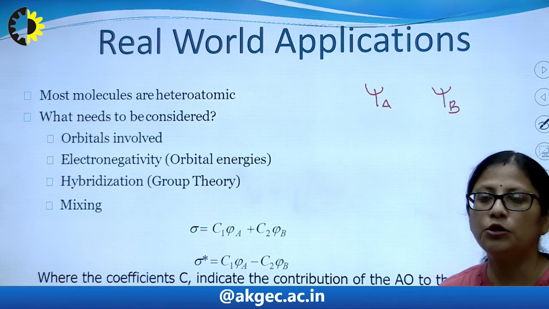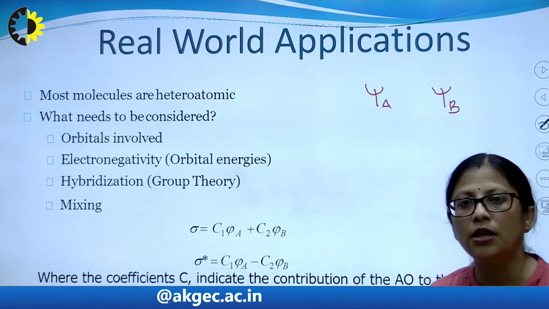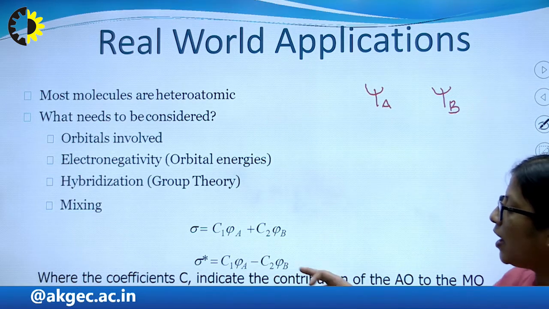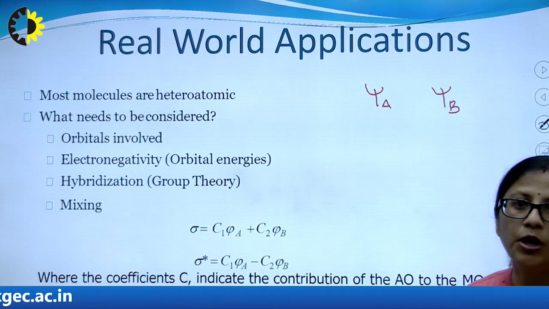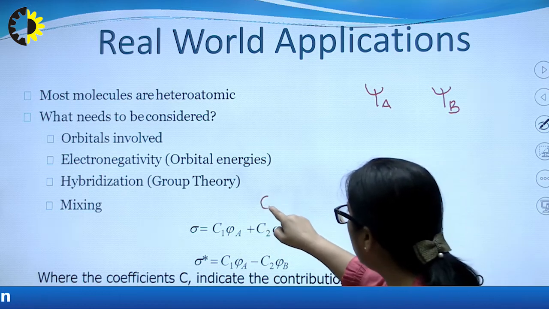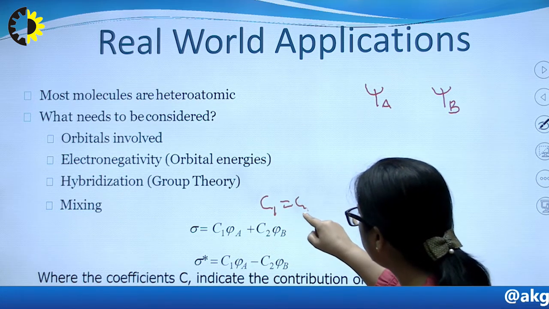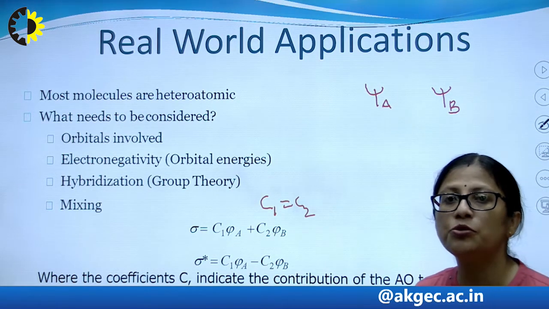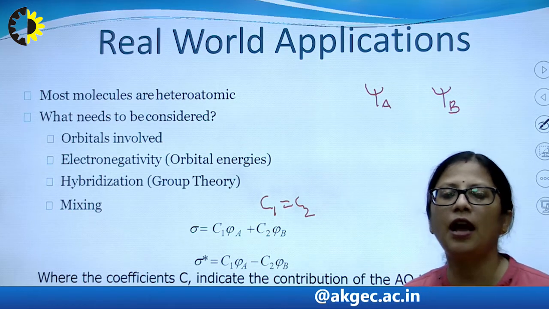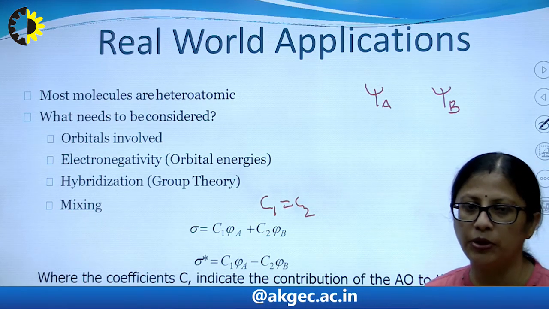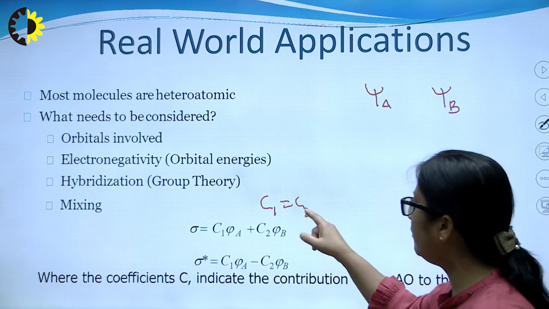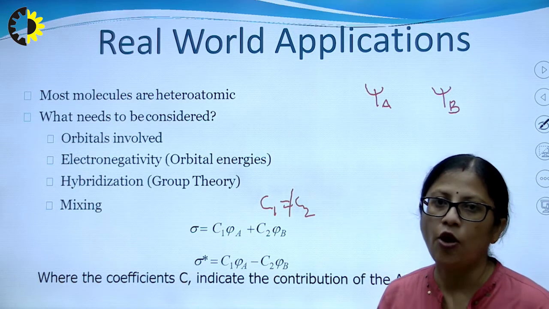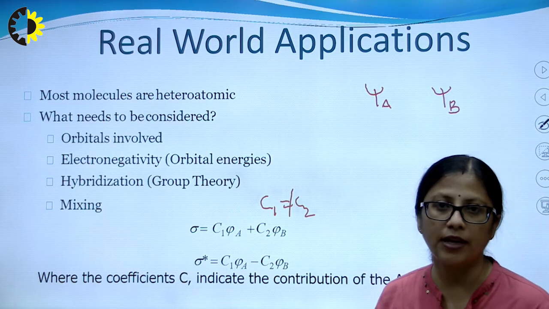Like in H2, both the atoms were hydrogen. So, the electronegativity of both hydrogens was the same. As a result, the values of these constants C1 and C2 were the same, or you can say that C1 was equal to C2. And these constants are those which give a minimum energy to psi AB. But when two different atoms combine to form a molecule, in that case C1 will not be equal to C2 because the electronegativity of one atom will differ from the other atom.